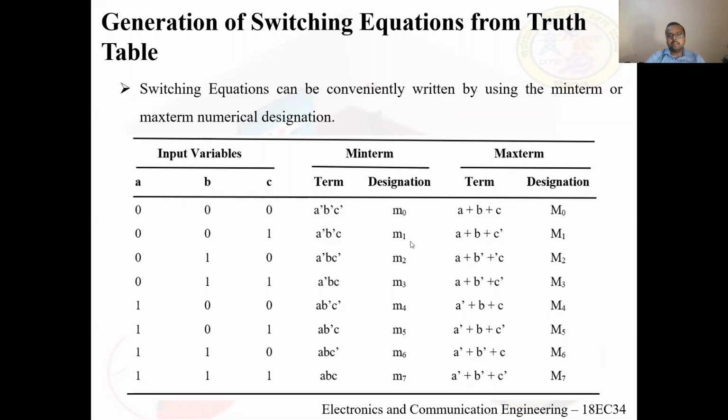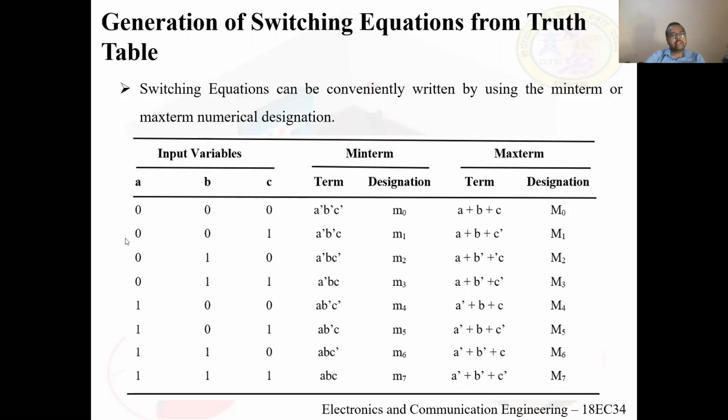And you can see the numbers 0, 1. These are the decimal notations for the min terms. Small m 0, it's a min term 0. Min term 7. Similarly, what we have? Capital M 0 to capital M 7. So these are the max terms 0 to 7. Since there are three variables, 2 raised to 3 is equal to 8. So we have 8 min terms or 8 max terms here.